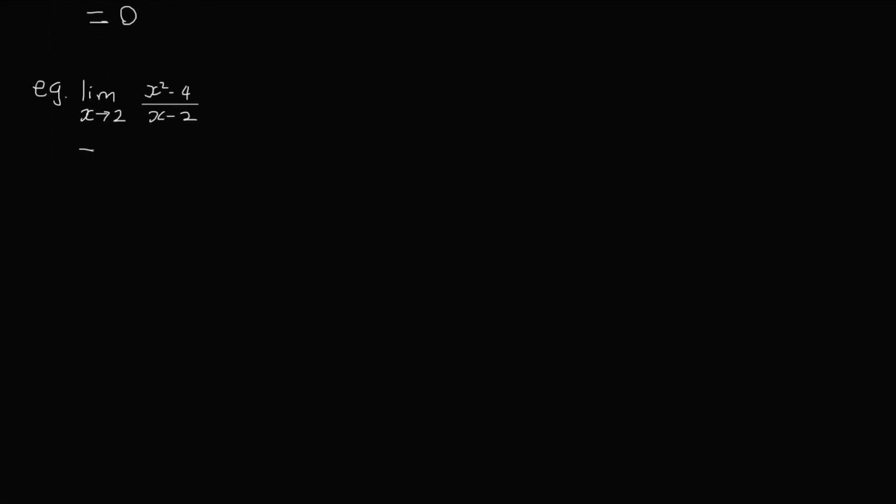The second method for definite limits is you simplify the function. If you put 2 right over here, it will be 0 over 0, which is undefined. So you have to simplify the function. So it will be x plus 2 times x minus 2 over x minus 2. You can simplify this. Cancel these out, and that will be x plus 2.